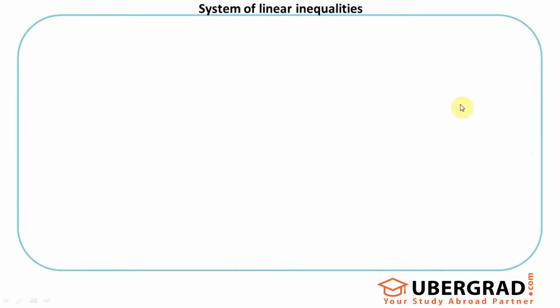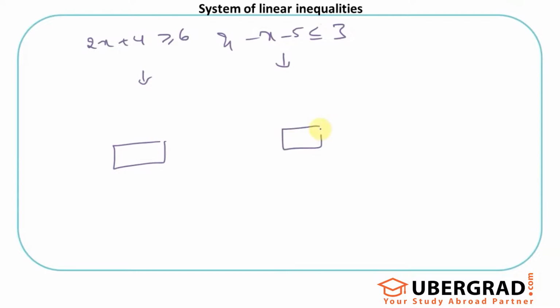Now, a system of linear inequalities is when I don't have one but multiple linear inequalities for the same variable. Like, let's say 2x plus 4 is greater than or equal to 6, and x minus 5 is less than or equal to 3. So I need to solve them individually and get the zones, right? And then I need to pick the common zone in between, because the values of x should satisfy both, not just one of them, right? So I need to pick certain values.